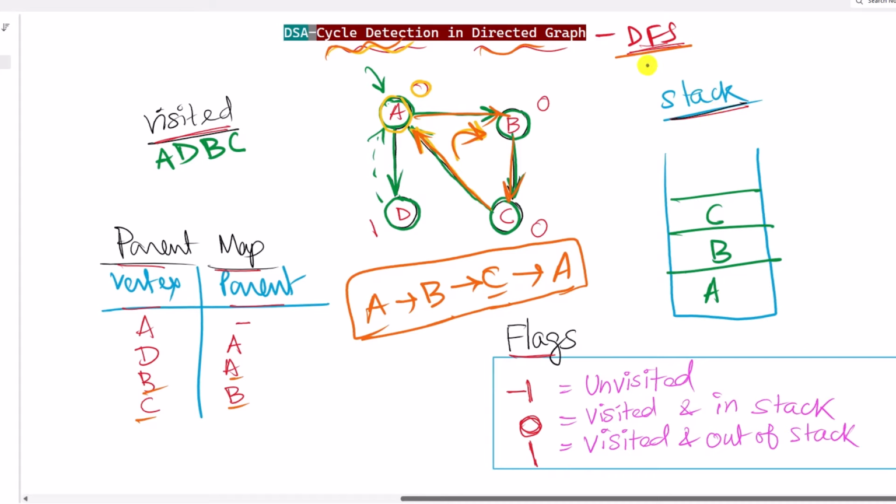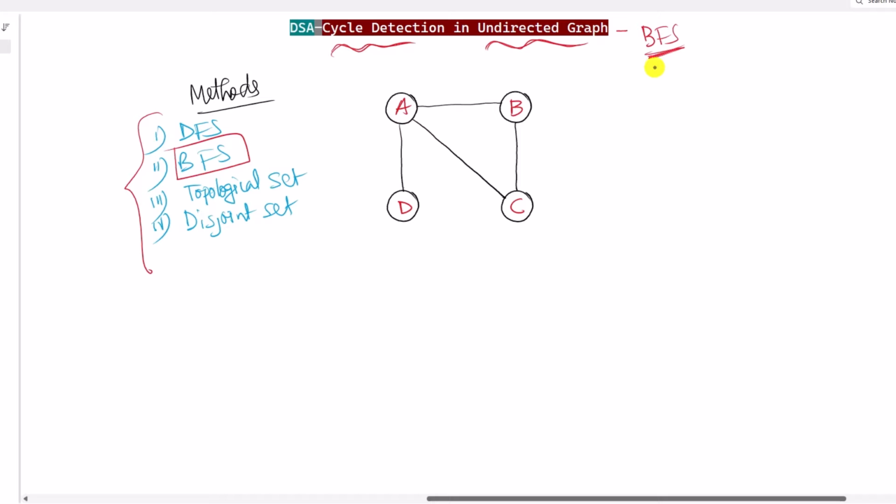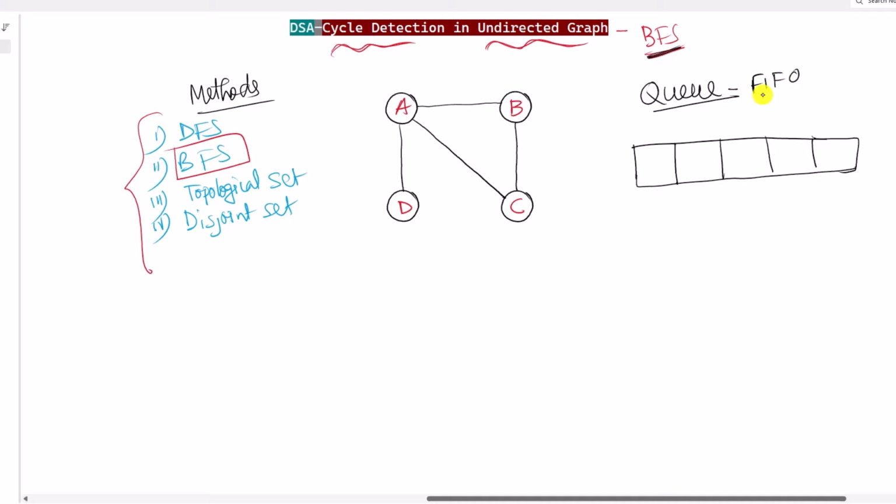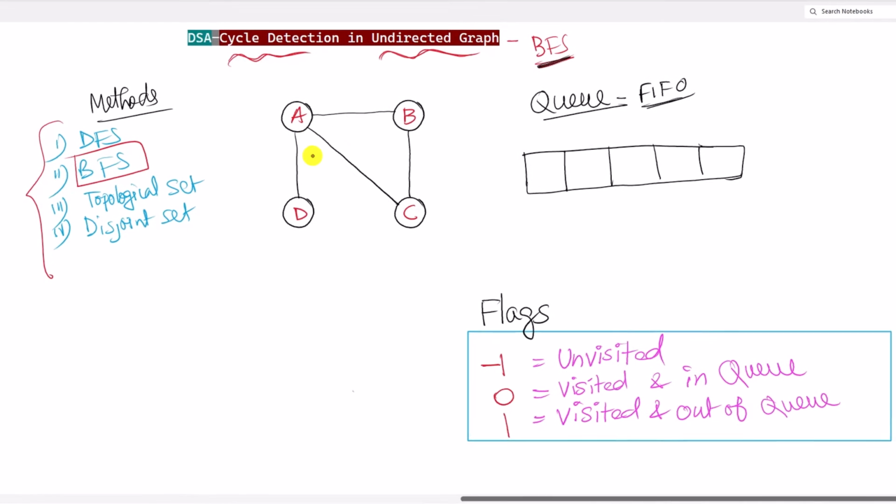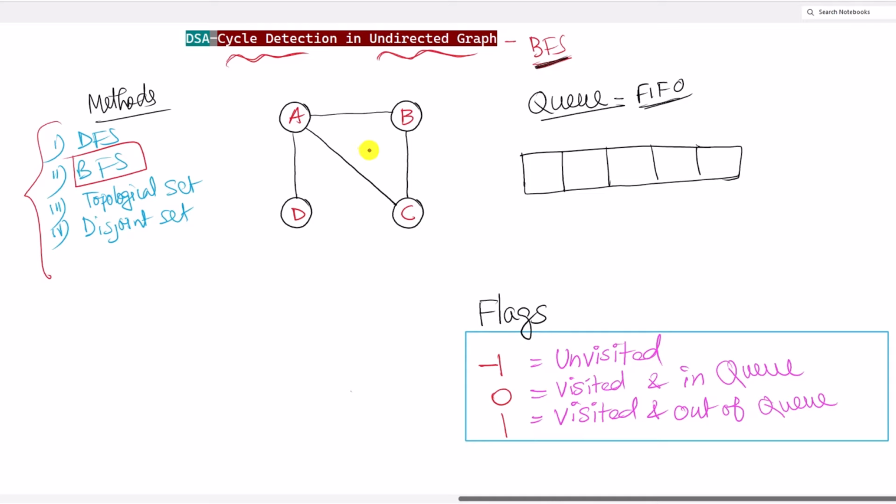In case of DFS we are using a stack, but in case of BFS we're gonna use the queue data structure. So here we're gonna have the queue. As we know, the queue data structure follows the first in first out approach. Now here also we're gonna use the flags. So this is our undirected graph that we're gonna use to detect the cycle.